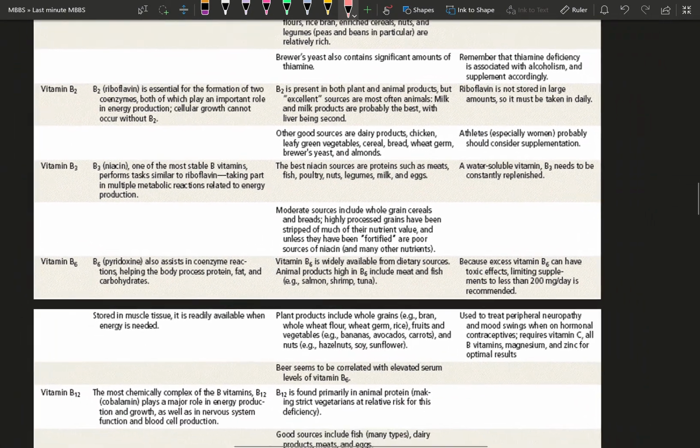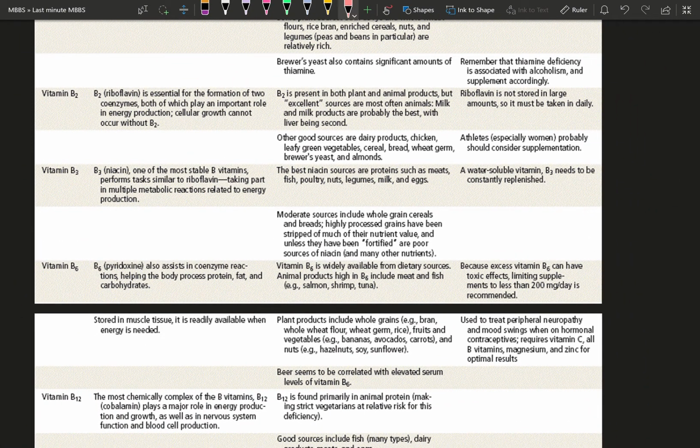Moving on to vitamin B2, riboflavin, and vitamin B3, niacin. Both have similar functions, which is they take part in many metabolic reactions related to energy production. That's what both of them do. And you can blindly just say a good source of vitamin B complex is going to be your egg yolk. Your egg yolk is going to contain a lot of vitamin B complex.